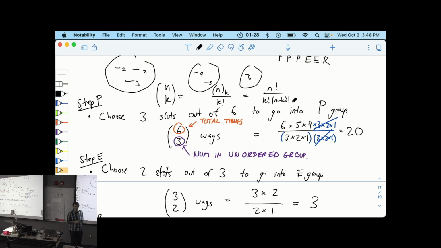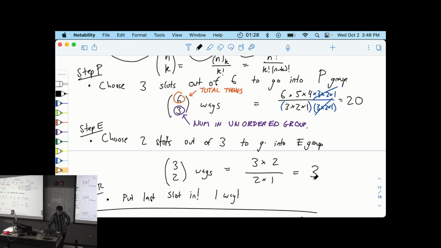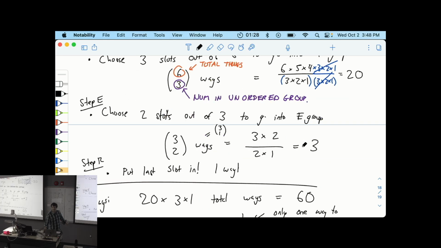Yeah? For step E there, could you not cancel out the times 2 on the numerator and denominator? Yes, that's how I got 3. And in fact, 3 choose 2 is like you have 3 things, you got to pick 2 of them. It's a fact that 3 choose 2 equals 3 choose 1. So you could have done that. Choosing 2 things out of 3 is the same as choosing 1 thing out of 3. That would be the same as doing step R first. You could have said, before we do step E, let's pick which of those 3 things is going to go in R. That would be totally valid. It's exactly the same answer. Great question. Anyone else?